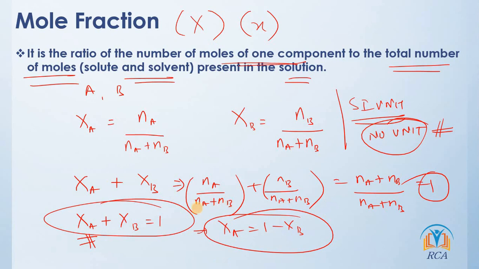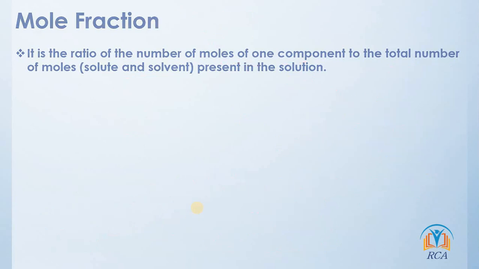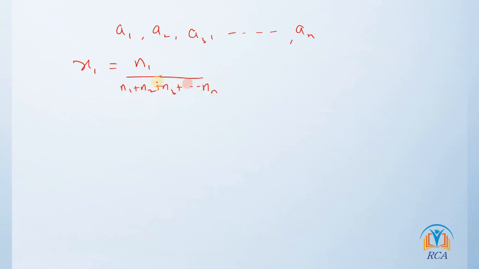What if we have n components in a given solution? We have more than one component, for example. So let's say we have the first component as A1, then the second component as A2 and A3, and so on, up to AN. There are N components present in a particular solution. Then how will you calculate the mole fraction of all these components? What will be the mole fraction of the first component? It's going to be N1 upon N1 plus N2 plus N3 up to Nn, for example, right? That is how we are going to calculate that particular part.